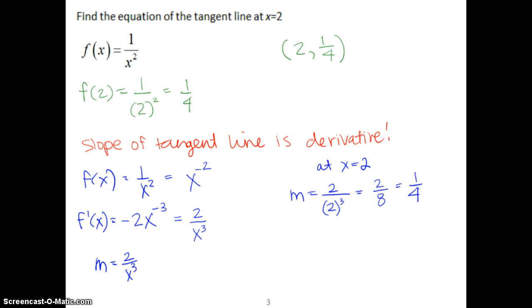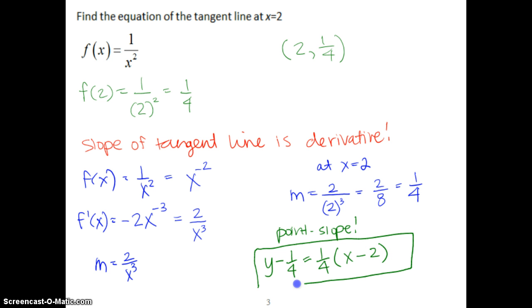Let's go back to green. So we can say y minus 1/4 is equal to m, which is 1/4, times x minus 2. So that is the equation of the tangent line. This 1/4 comes from there. This 1/4 goes right there.